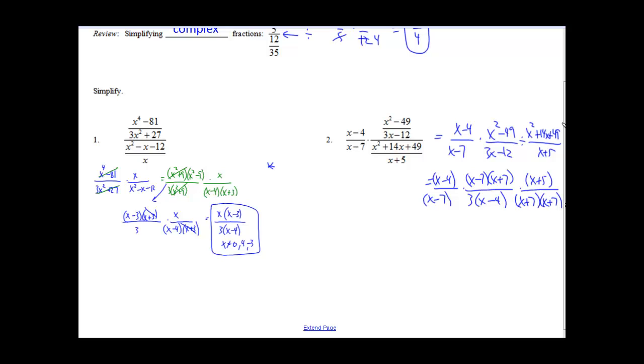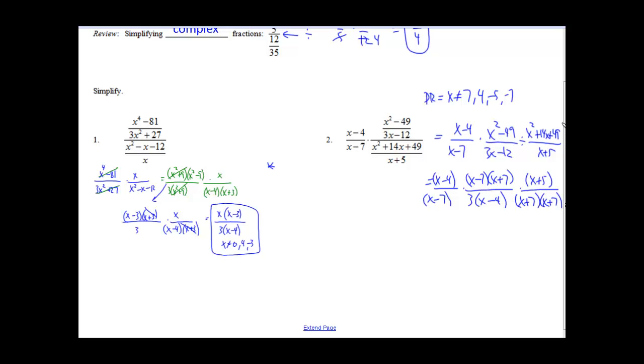Domain restrictions: if we look at this, we know x cannot be 7. We know it cannot be 4, and then on the far right, negative 5 and negative 7. So we end up having 4 restrictions.